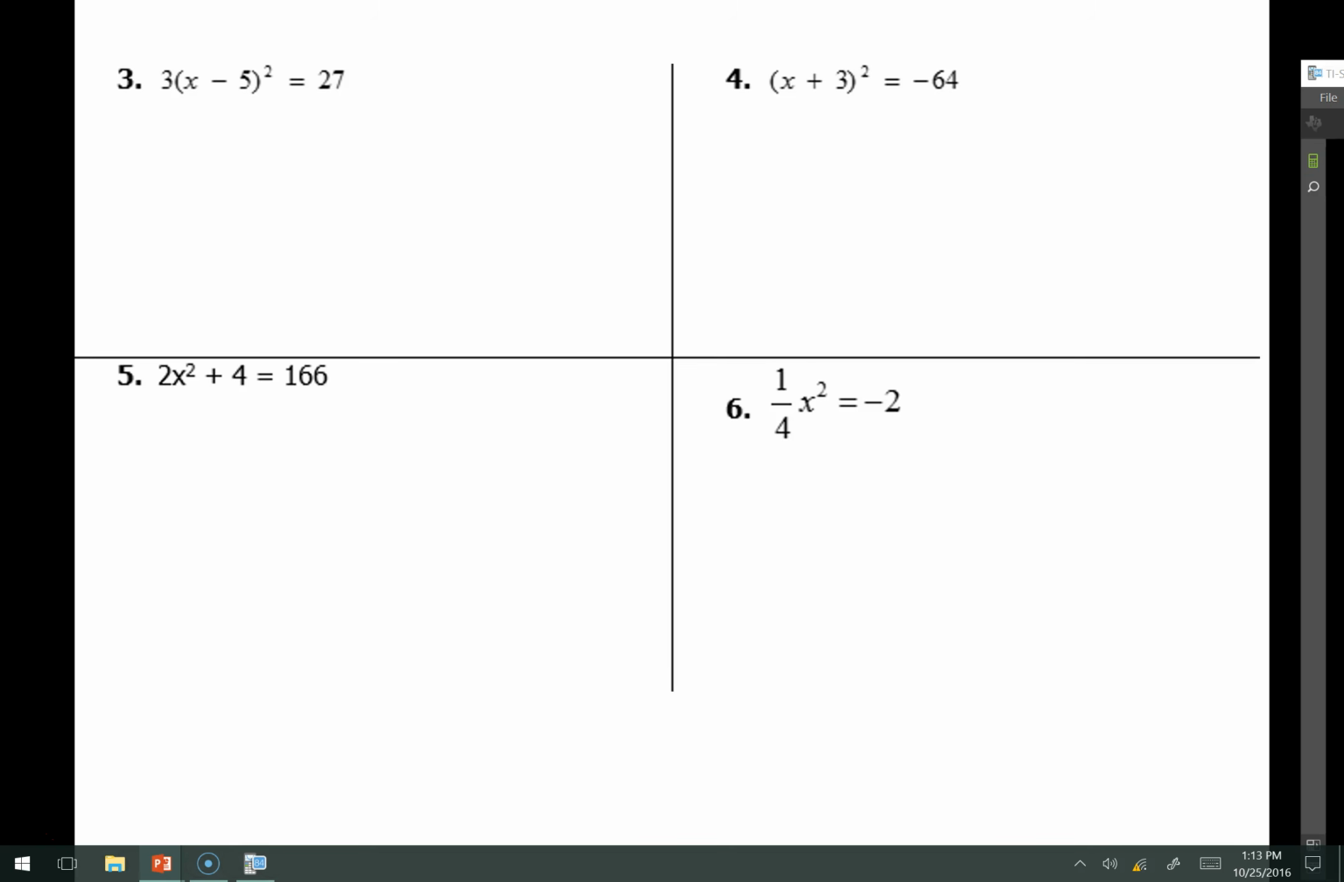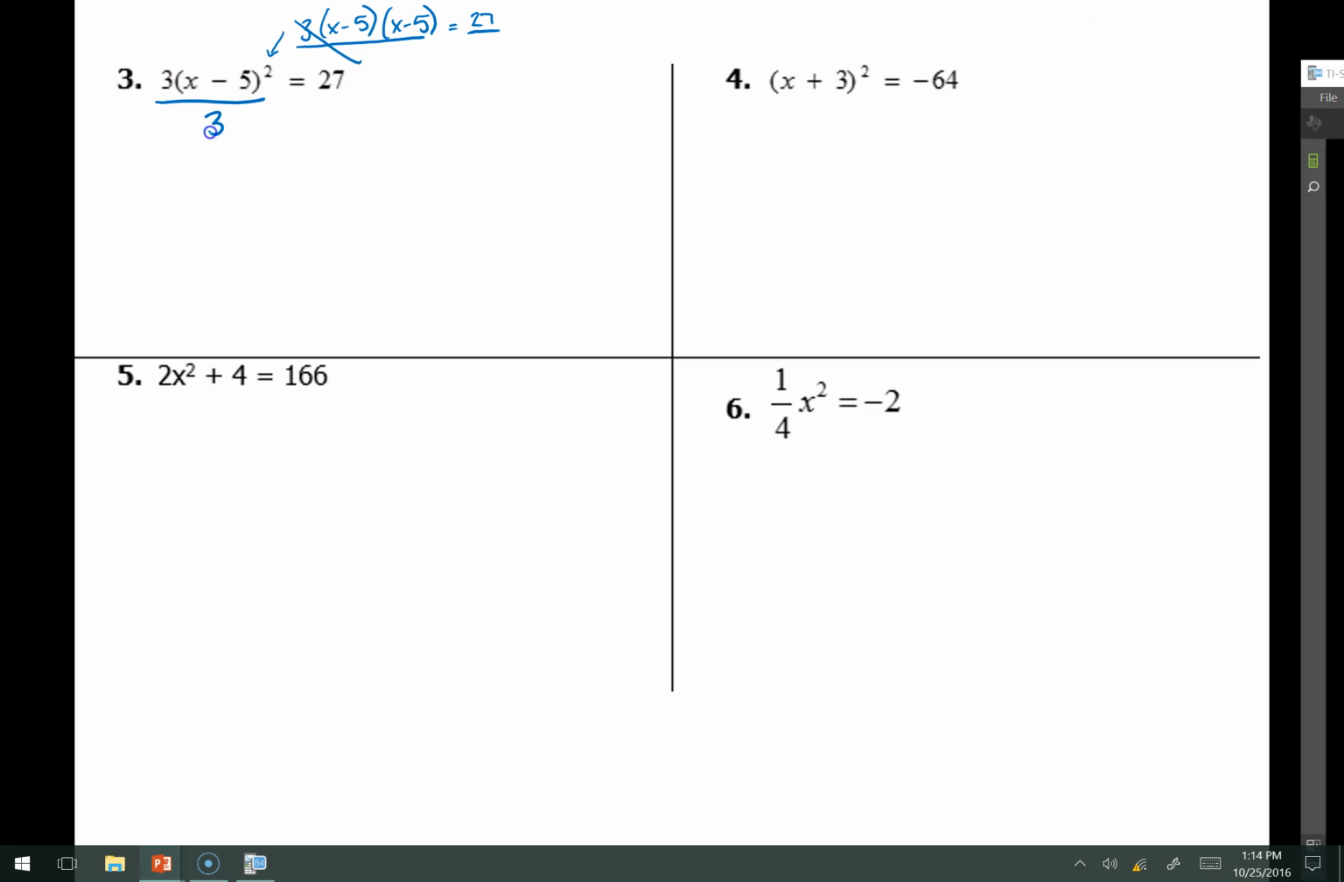Looking at number 3, do you see what needs to be isolated? Do you see that there's this 3 on the outside? We are not going to distribute it in, no, because there is a square here. This is the same thing as 3 times x minus 5 times x minus 5. You are not going to distribute that in. We're going to divide both sides by that 3, so they divide out.